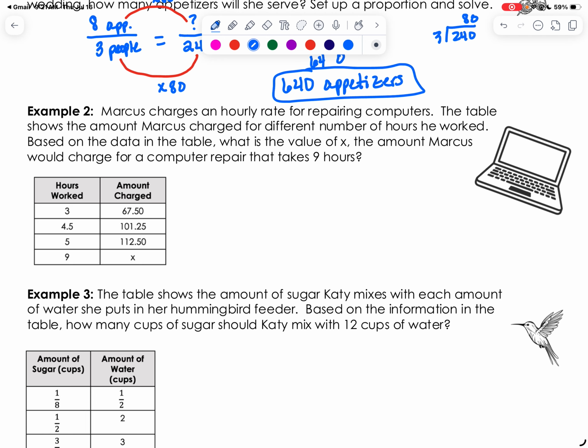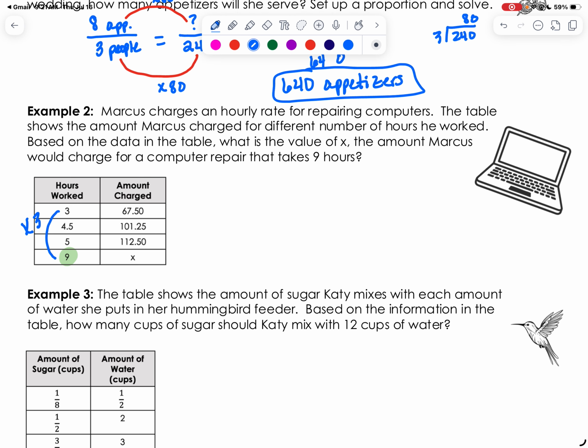So I can use any ratio I want as my first ratio. But you want to work smarter, not harder. Because I'm trying to determine how much he would charge for working 9 hours, I want to pick a ratio that's easy to scale the hours to 9. And it's for that reason I'm going to use that first ratio. So I don't even really need a proportion to solve this one because I can use the table and scale 3 to 9.